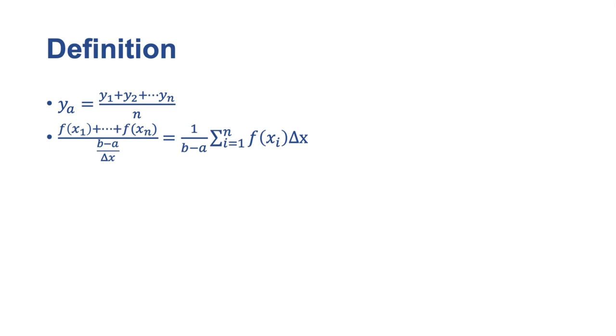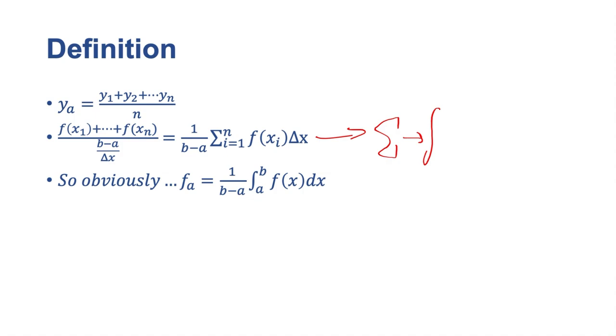This can be neatly rewritten into sigma notation where we have 1 over b minus a times the sum from i equals 1 to n of f of x sub i times delta x. Now, of course, whenever we see something that looks like this, the words Riemann sum should immediately go into your head, and also that our sigma is somehow going to turn into an integral. And that is exactly what happens. We get that our average value of the function is equal to 1 over b minus a times the integral between a and b of f of x dx.